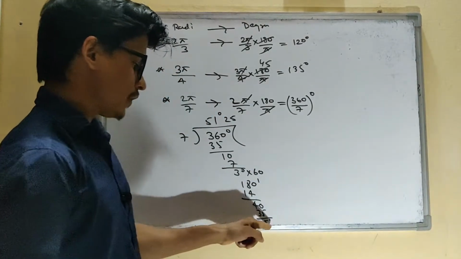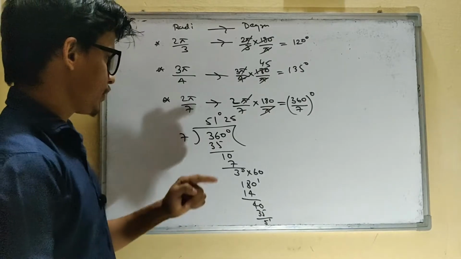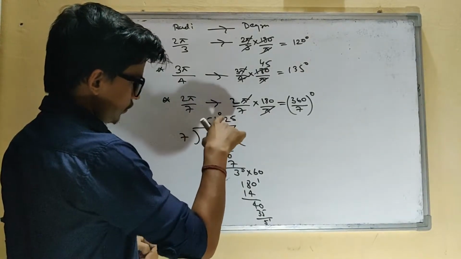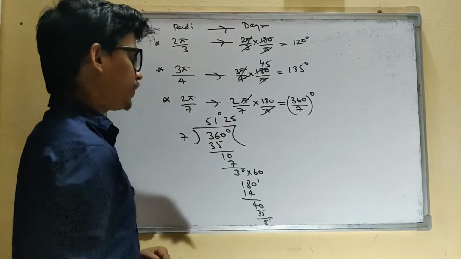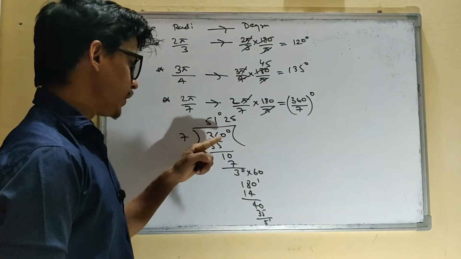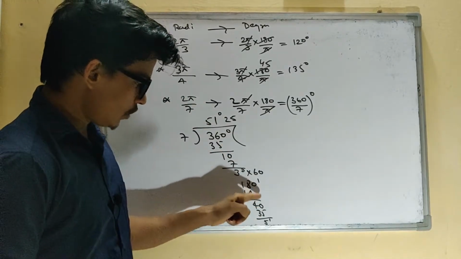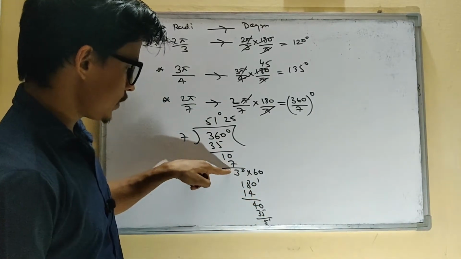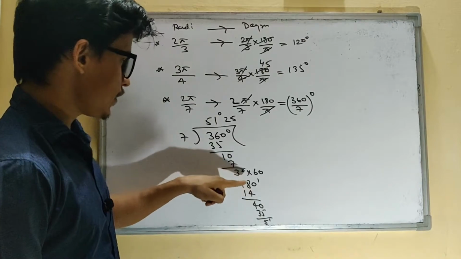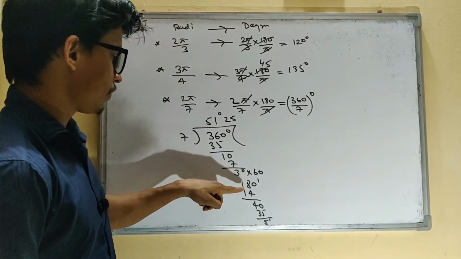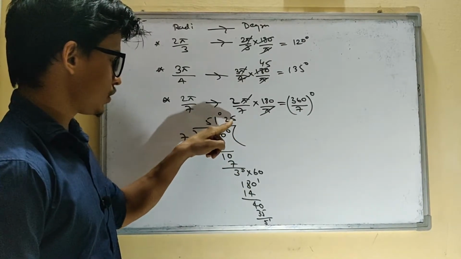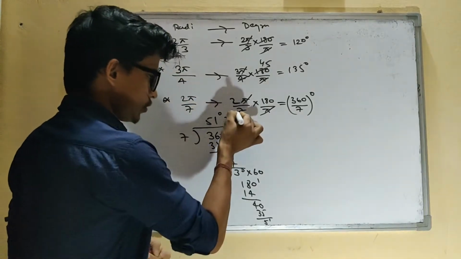And now this 5 is in minute. Also, when the dividend is in degree, the quotient is also in degree. Now from here onward, the dividend is going to be in minute, so the quotient is also going to be in minute.